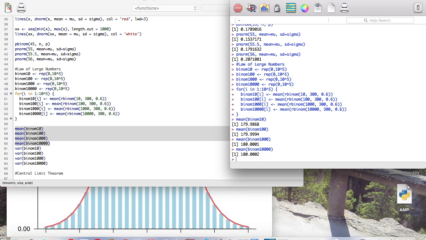Okay, so what we would see is that in all of them, the means are pretty close to 180, which is what we would expect. We're taking 30 trials and a probability of success of 60%, so you would expect 180 successes. And what we see here is that, actually, the closest one to the correct answer is 1,000 samples. The one for 10,000 is a little bit further away.